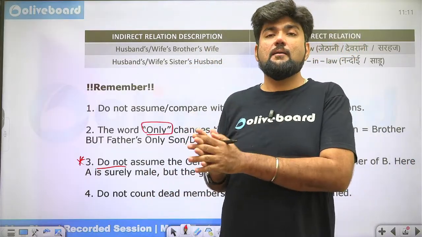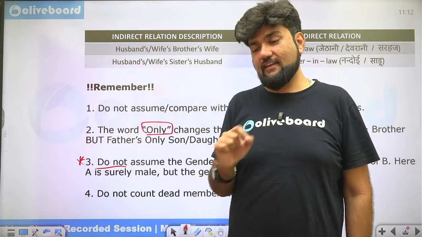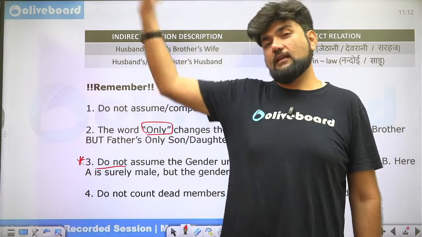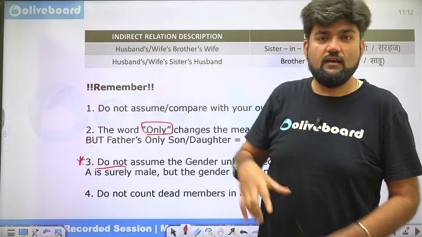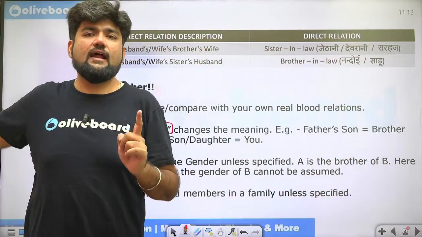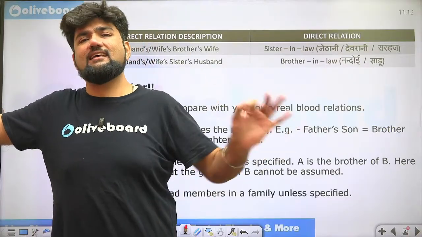the gender based on the name, because there have been questions in examinations where they have picked up a Rahul and made him a sister, and they have picked up a Priya and made it a brother. So it is possible. The examiner can do this to trick your mind, right? So be careful, make it a habit that you will not assume the gender unless and until specified.